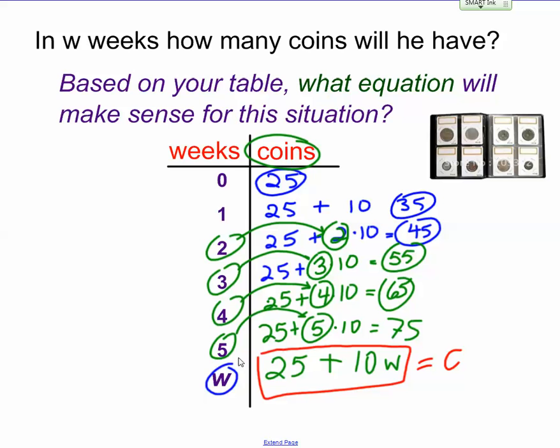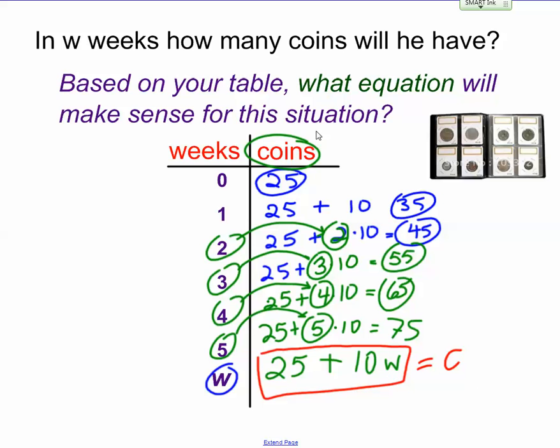And you guys were able to talk about that pattern in W weeks. It's the same 25 plus 10 coins a week times the number of weeks. 5 was the number of weeks, and we did 5 times 10. 4 was the number of weeks, and we did 4 times 10. So in W weeks, we do 10 times W.